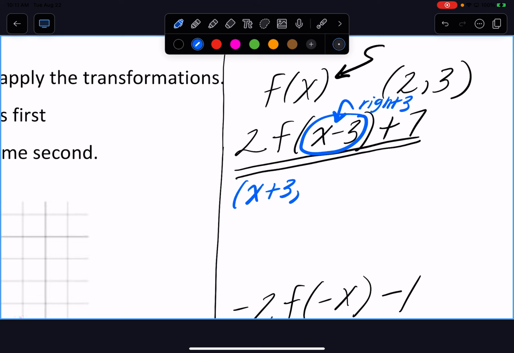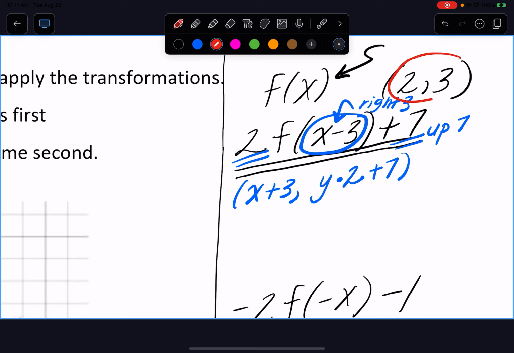All right, right here is a vertical stretch of 2. Does that go to our y's or x's? Our y's. So we need to take our y value and times it by 2. Then we're going up 7, true? That affects our y's. After we times by 2, we'll then add 7. Good. Then now let's actually do it.